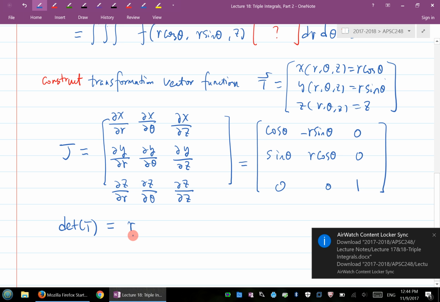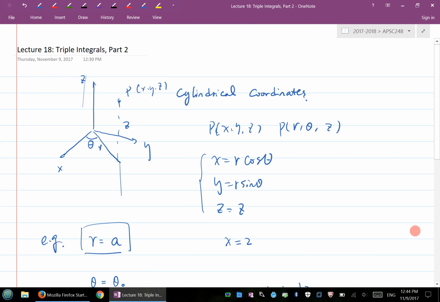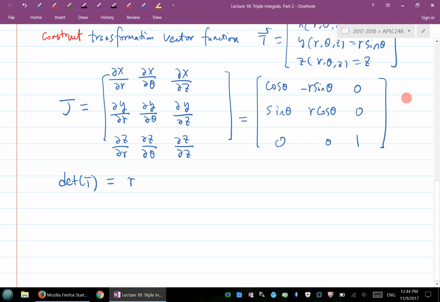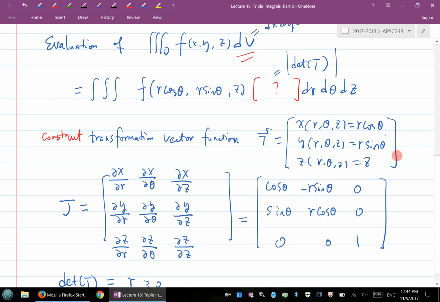And r, if you look at the definition of r for the polar coordinates, r is always the distance from the origin to wherever the point is in the xy plane. So r is naturally a positive number, right? So basically, you don't really need an absolute sign because this is always greater than 0. So what does that mean? Basically, the question mark here is just r.